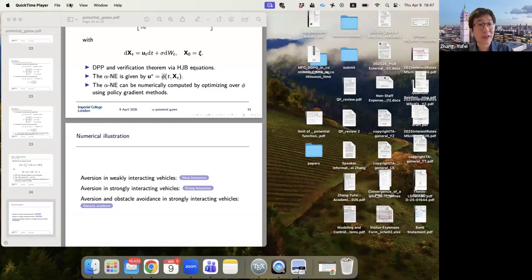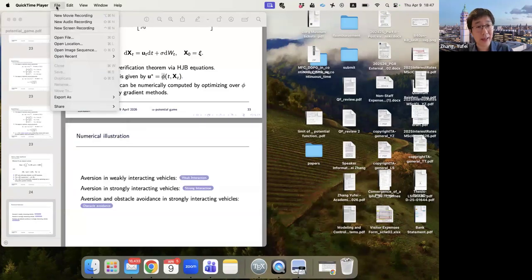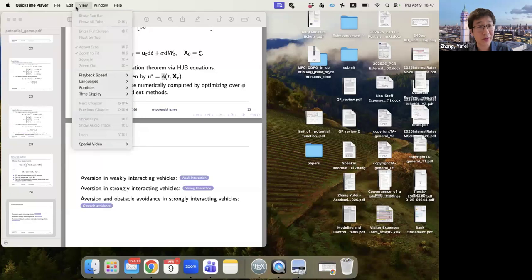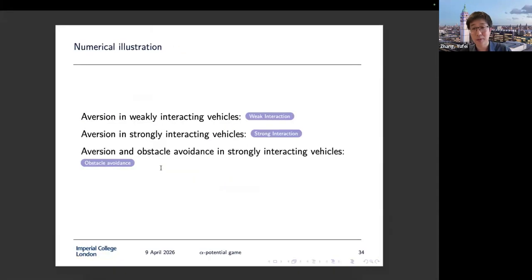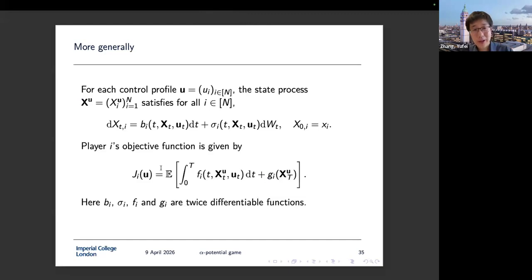And all these numerical results are generated by essentially using the policy gradient algorithm to solve the corresponding control problem. I want to mention, in the remaining few minutes, that so far I have tried to illustrate this idea based on this simple dynamic game where there is only interaction over the cost function and each player only controls the drift.